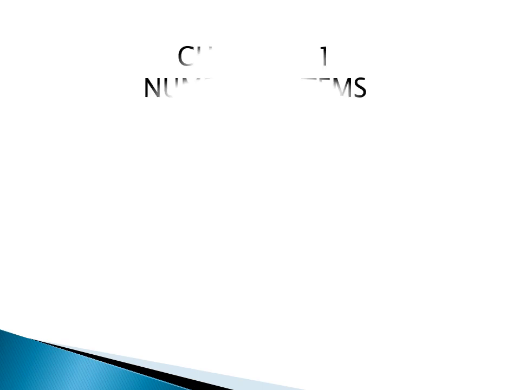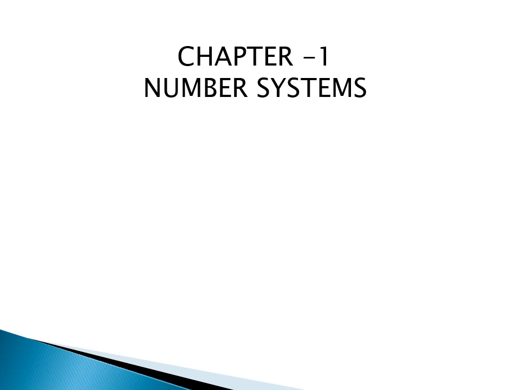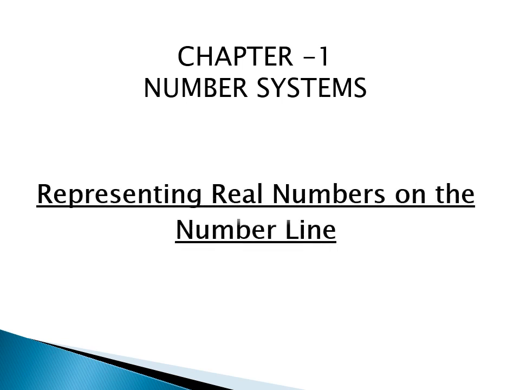Again, we are continuing the same chapter, number system. Representation of real numbers on the number line. In the last two classes we learned how to locate irrational numbers on the number line and real numbers on the number line by successive magnifications. So I told you that I'll show some more slides to get more idea about the successive magnification.